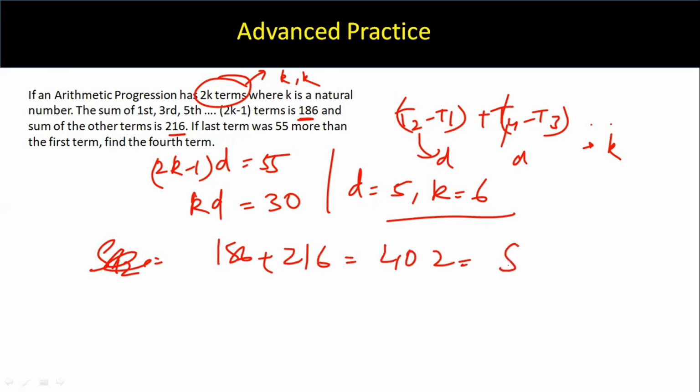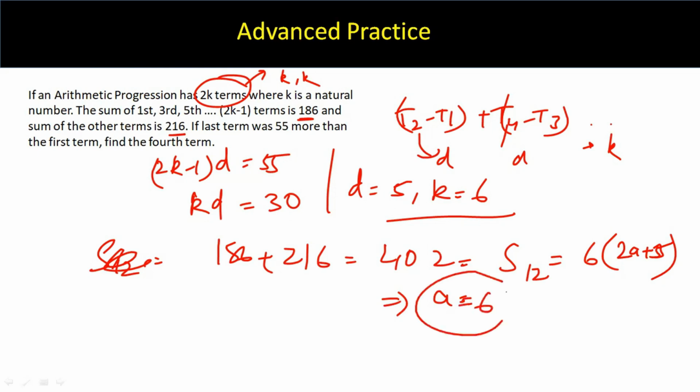This is the sum of how many terms? 12 terms. So 2a plus 11d. d is 5, so this is 2a plus 55. This will give you the value of a, which is 6. Now you have to calculate t4, which will be a plus 3d. So the answer is 21.